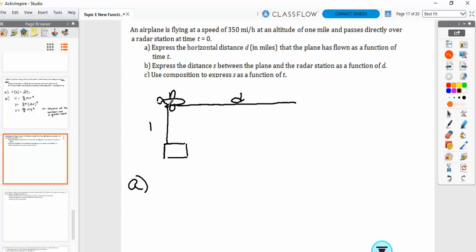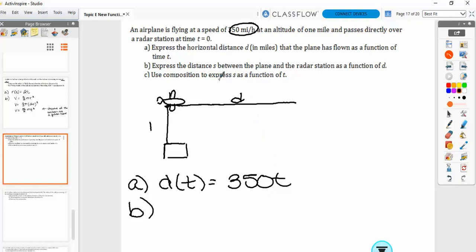So basically at time 0, we have flown 0. In every hour, we drive 350 miles. So after 1 hour, it's 350. After 2 hours, it's 700. And so forth. So I want distance as a function of time. What's my formula? How do we find distance? 350t.